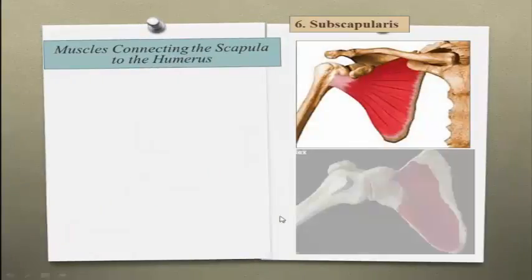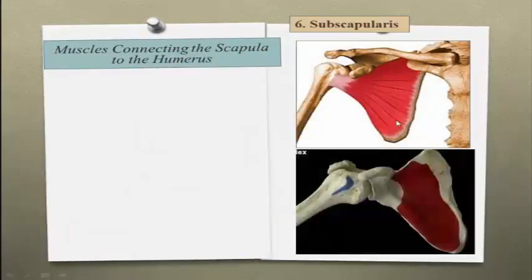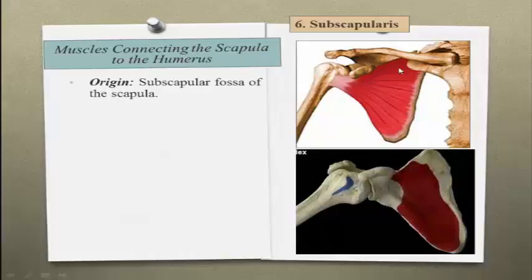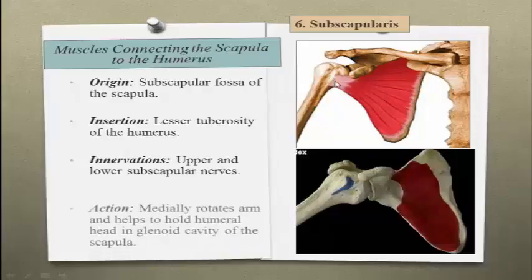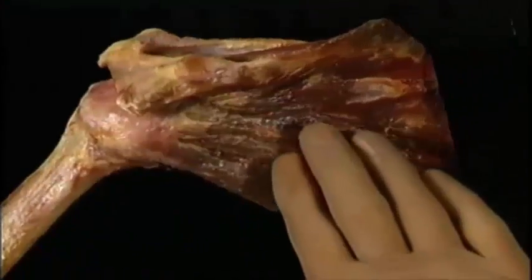Subscapularis muscle is a very large and wide muscle. You can see it here. It arises from the whole subscapular fossa on the anterior surface of the scapula, and from here the fibers go laterally. They form one tendon which inserts to the lesser tuberosity of the humerus. The subscapularis muscle is innervated by the upper and lower subscapular nerves, and its function is medial rotation of the arm, but it also participates in stabilization of the shoulder joint.